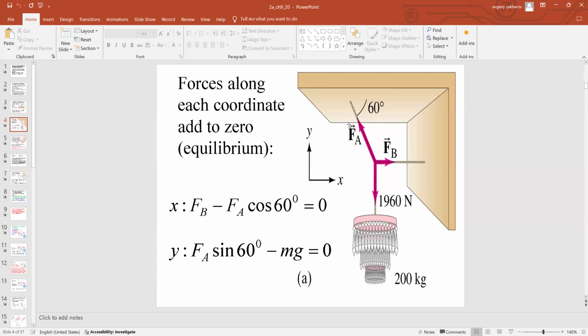You can solve for either of the tension forces or the load. If the load is not given, let's say, what is the maximum load that you can put on this system? So if it's not 1960, but rather something unknown, then you can still solve it and figure out how much of a load you can put on this system.